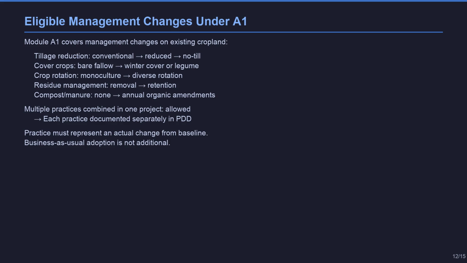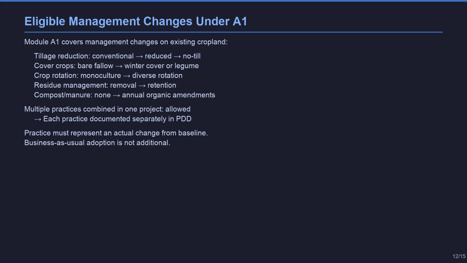Under Module A1, eligible management changes include tillage reduction from conventional to reduced or no-till, cover crop adoption from bare fallow to winter cover or legume, crop rotation from monoculture to diverse rotation, residue management from removal to retention, and compost or manure application where none existed at baseline. Multiple practices combined in one project are allowed. Each practice is documented separately in the PDD with its own additionality demonstration.